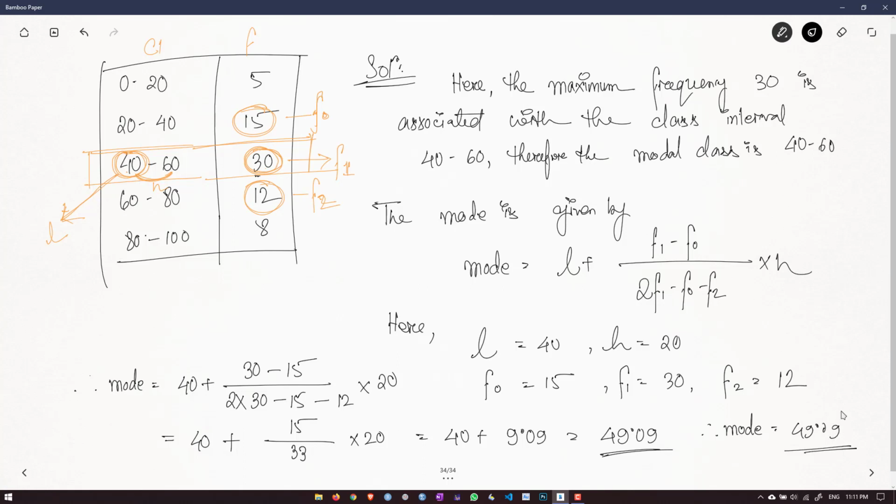So that is how we calculate mode for discrete data, for discrete grouped data, and for continuous grouped data. For continuous we use a formula, right? So this is the formula to find out mode.